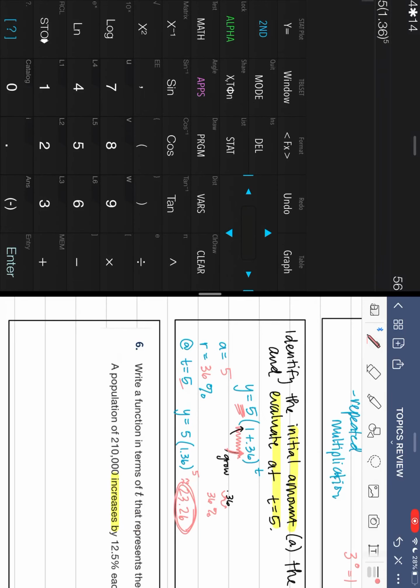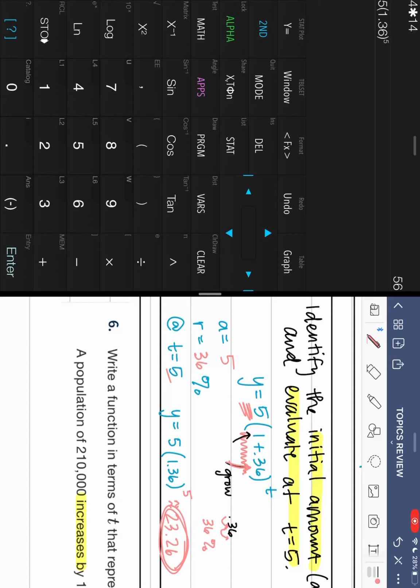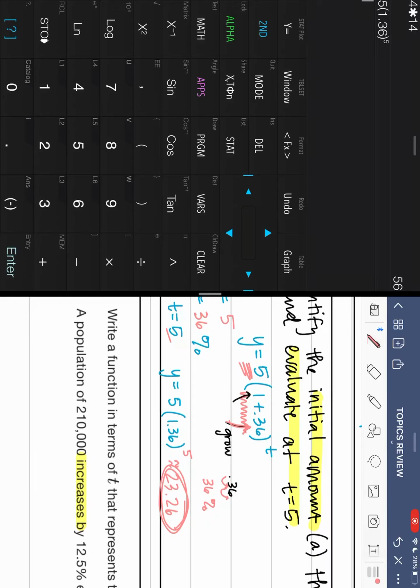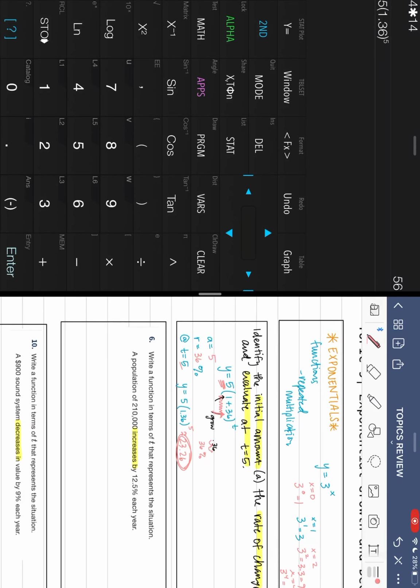So we got the initial amount is 5. The rate of growth is 36%. And at t equals 5, we have 23.26. Okay, let's look at another problem.